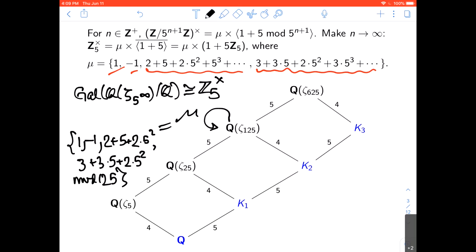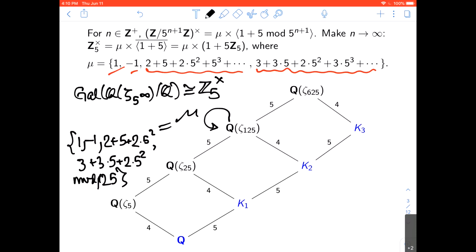And so when you take the fixed field inside there of this group of order 4, when you reduce those mod 125, they still stay different. You have a group of order 4, and it cuts out a subfield, I wrote there as K_2, of codimension 4 inside the field of degree 25 over the rationals. And so you can see what mu fixes inside each of these 5 power cyclotomic extensions, and you generate a sequence of fields all over Q that are Galois, whose degree is successively higher and higher powers of 5.